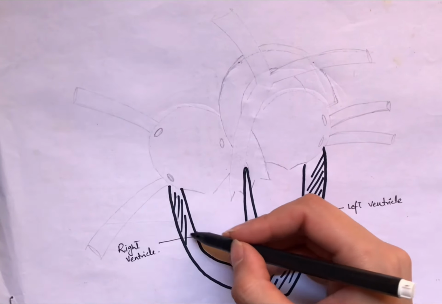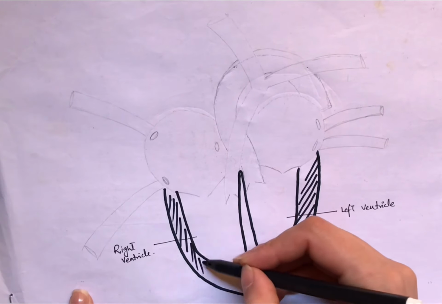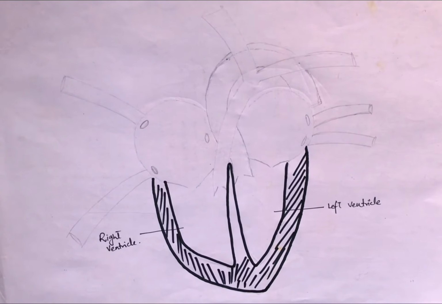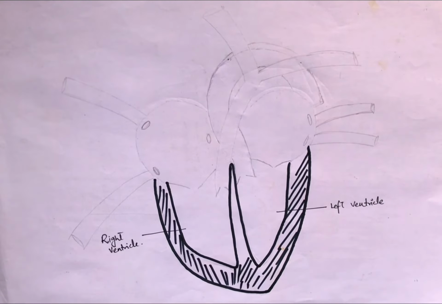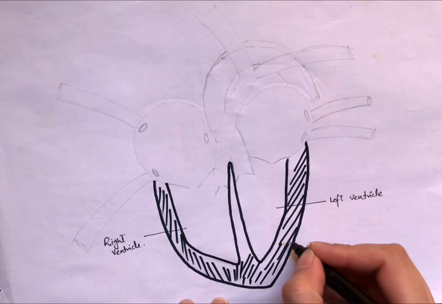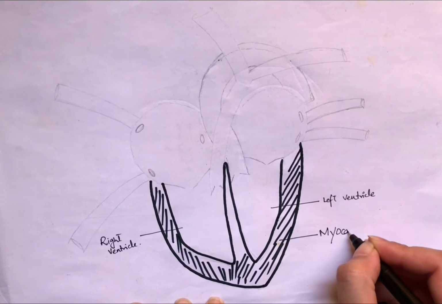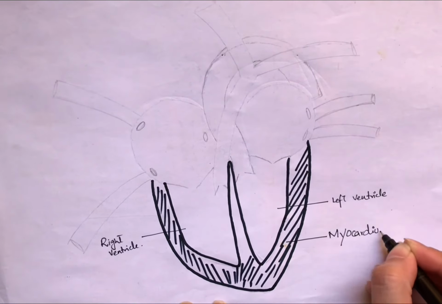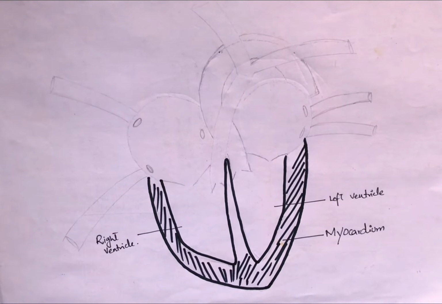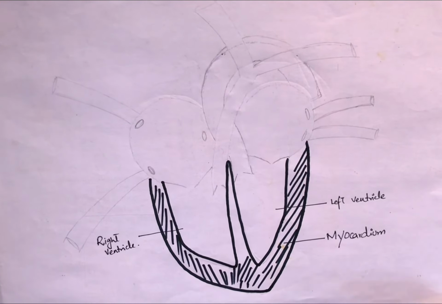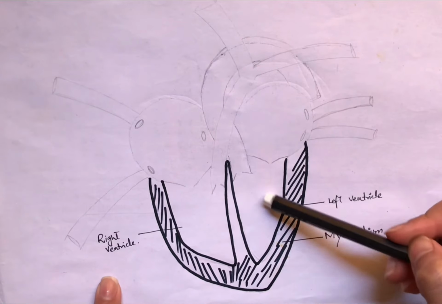Myo means the muscle and cardium means the heart. This myocardium is found in the wall of all 4 chambers of the heart, though it is thicker in the ventricles and thin in the atria. On the outer surface of the myocardium is the pericardium and the inside is lined by the endocardium. This muscular wall contracts and relaxes involuntarily and is responsible for keeping the heart pumping blood.